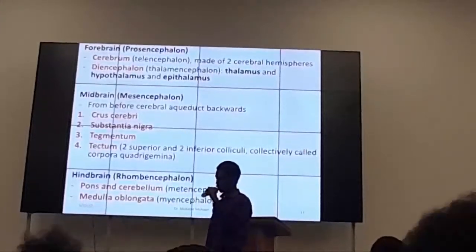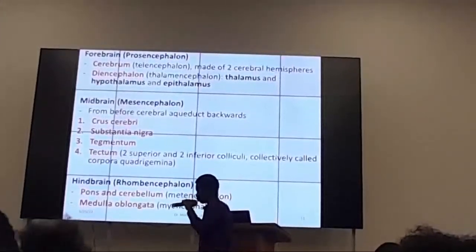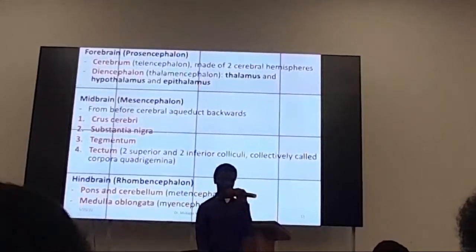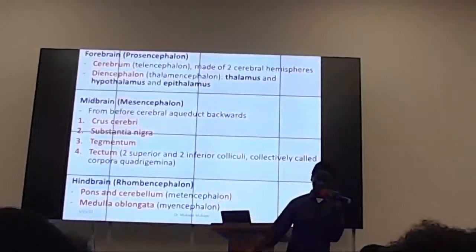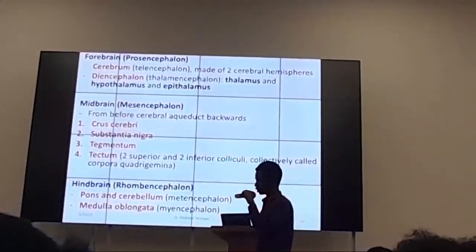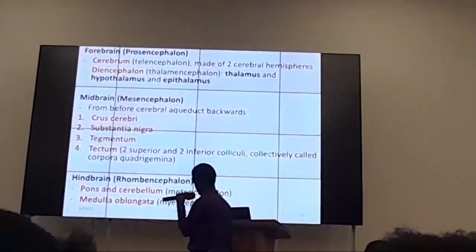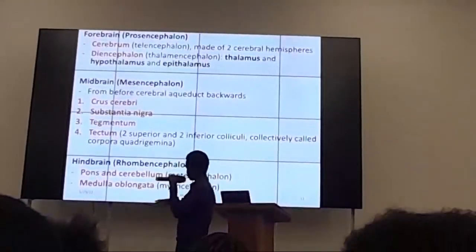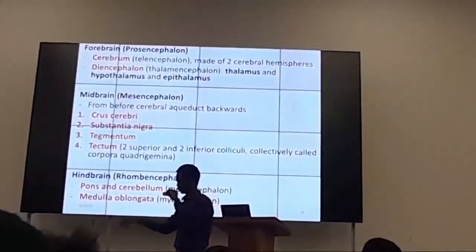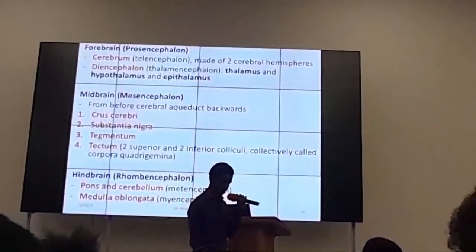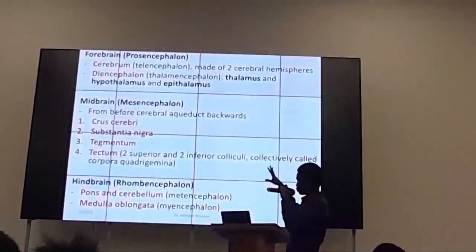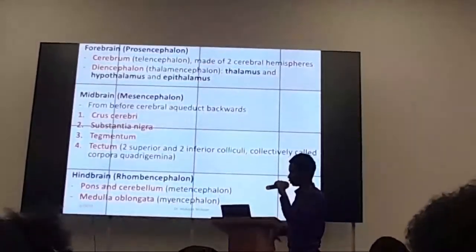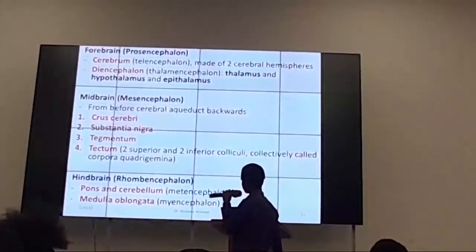Metencephalon. Whereas the medulla oblongata is the myencephalon. Okay, so again, be familiar with the embryological terms because when it comes to embryology, we'll be using these embryological terms to describe these different parts of the brain. So this is the overview of the brain in terms of the various parts.